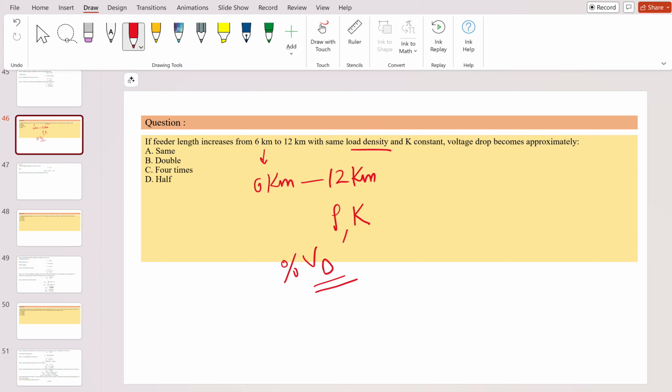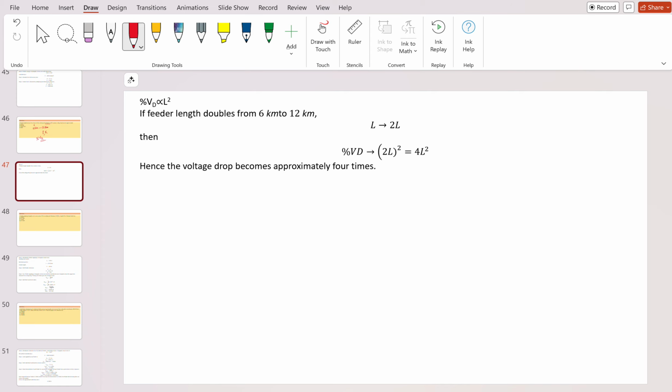Okay, let me explain this. So it will simply become a square. Meaning the percentage voltage drop will be proportional to the length squared because the current was uniformly distributed. That is why it varies with the square term. It will become 4 times. Okay.